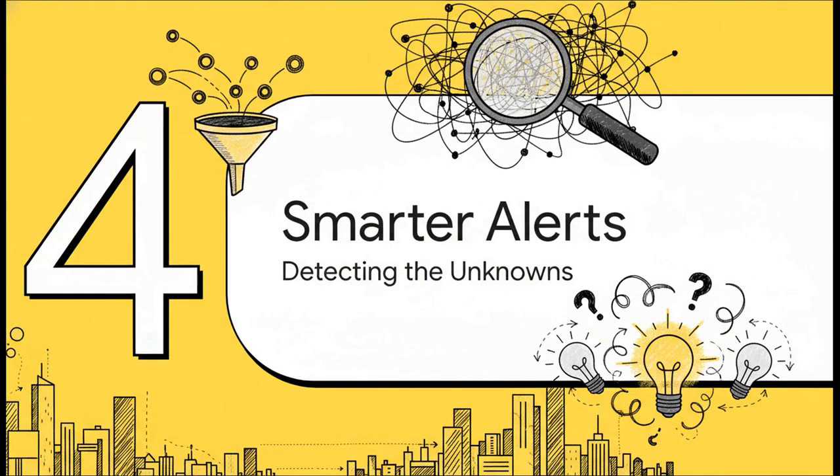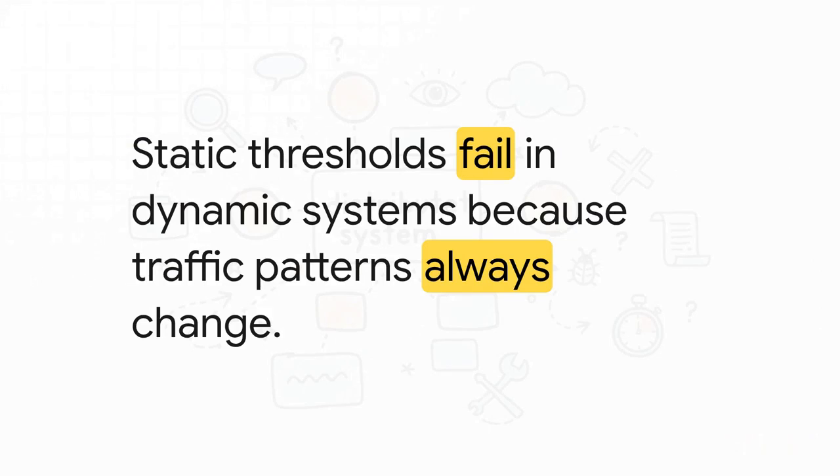All right, so we're collecting all this great, high-quality data. Now let's talk about how to use it in a smart way. The goal isn't just to find problems we already expect. It's to find those unknown unknowns, the issues we didn't even know we should be looking for. We've all fallen into this trap, right? You set up a static alert threshold, something like, hey, ping me if latency goes above 500 milliseconds.